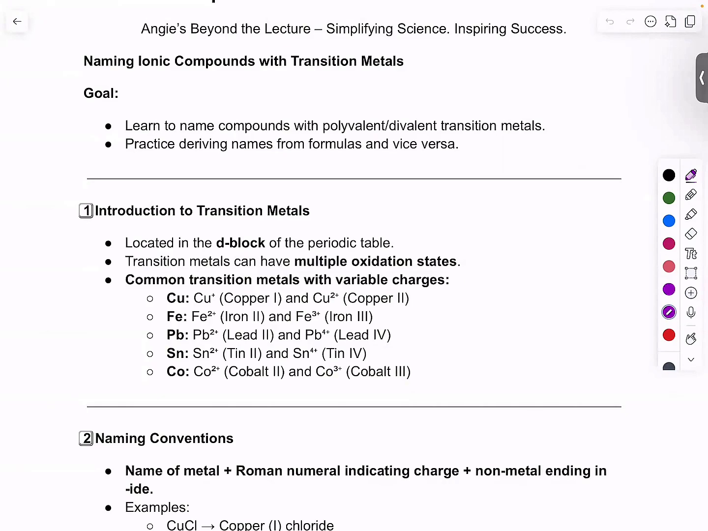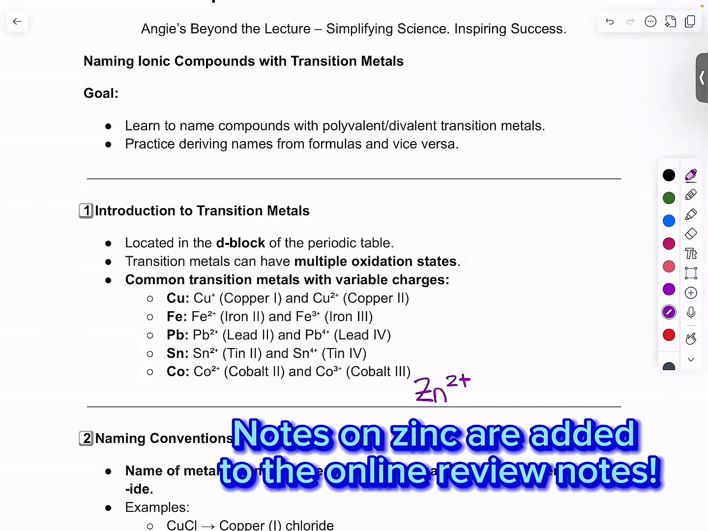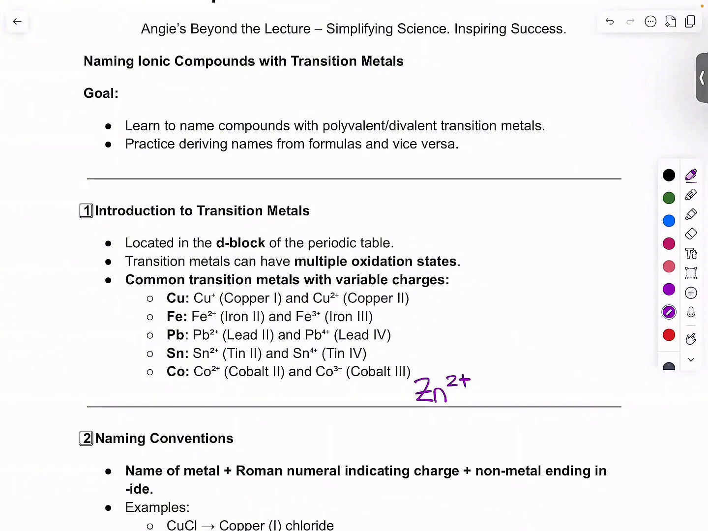The same goes down the line for iron. We can be +2 or +3. We can be +2 or +4 on lead, +2 and +4 on tin. And cobalt, we can have +2 or +3. So yes, it's just another thing to memorize in the mix, but when you work with it a lot, it'll become nearly second nature. Zinc carries a +2 charge, and we typically don't designate Roman numeral 2 when we talk about zinc. We typically assume that it's +2. So do be aware of that.